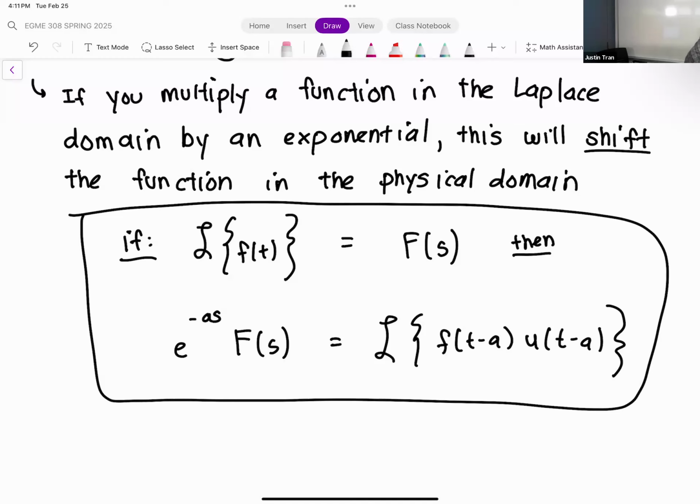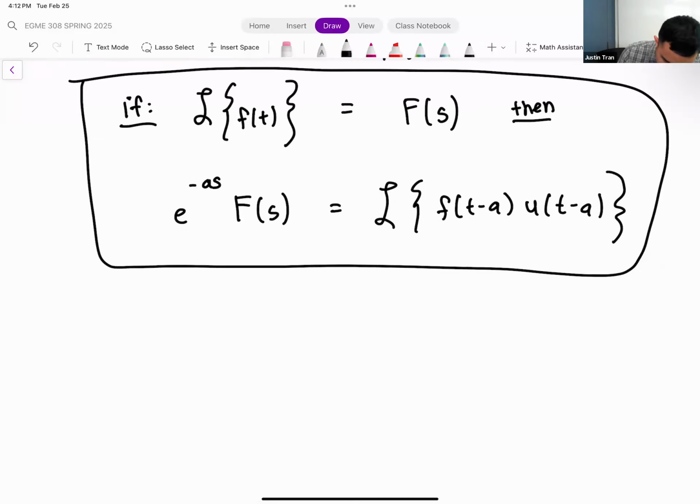Once you get used to doing these types of problems, if you see a function getting multiplied by an exponential, it should start to trigger some bells in your brain. I'm probably going to see a shift in the opposite domain on the other side. So the second shifting theorem is: if you multiply by an exponential in the Laplace domain, then you get a shift in the time domain, or the physical domain. This is really useful when you want to shift the starting point of a particular function. So let's do an example to see how this is used in practice.